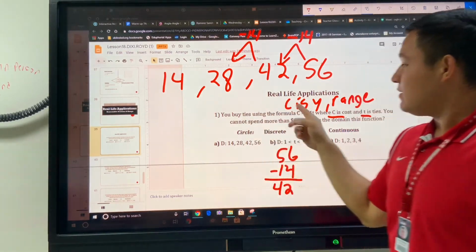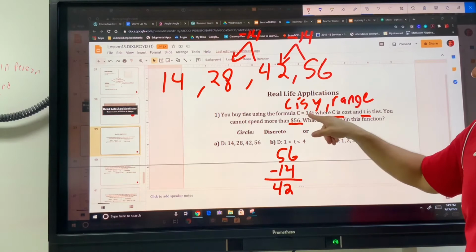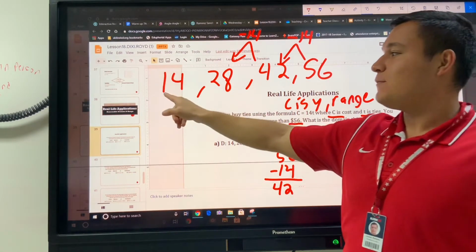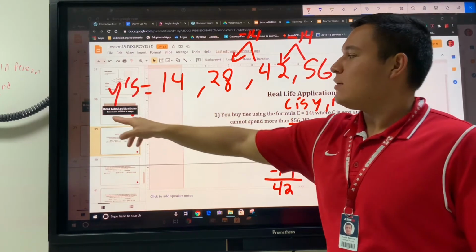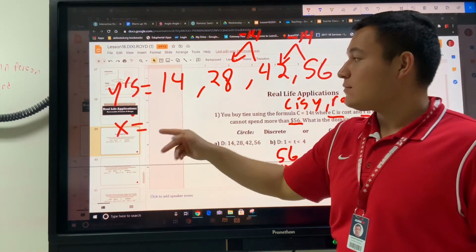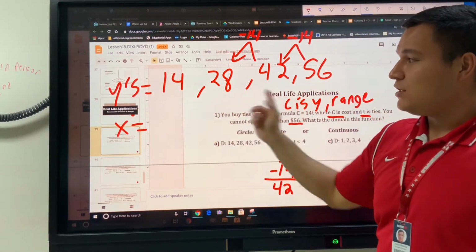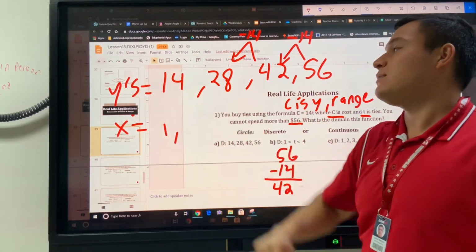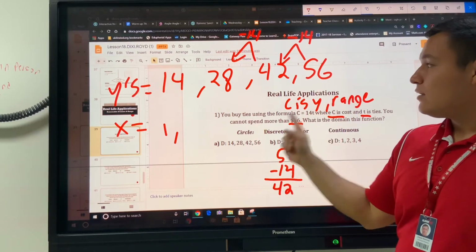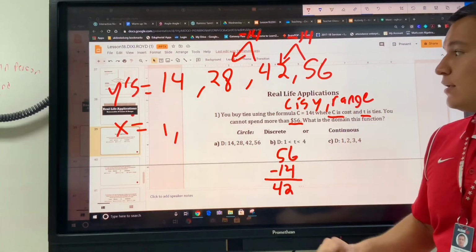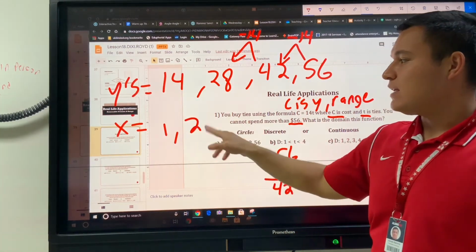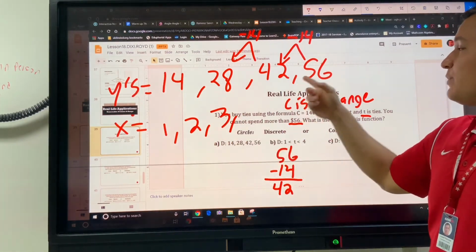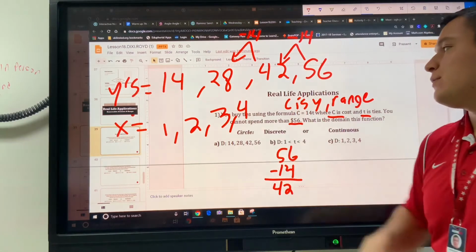How many ties do you need to buy? If it's $14 each tie, how many ties would you need to buy to spend $14? What would the X's be? How many ties would you need to spend $14? The answer is 1. One tie is $14. How many ties make $28? If it's 14 each, then that's just 2 ties. How many makes 42? 3. How many makes 56? 4.